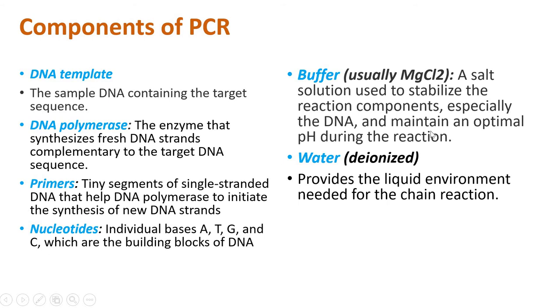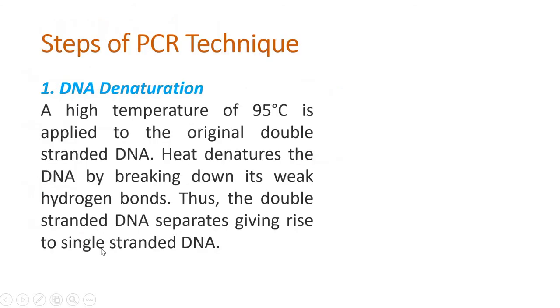The presence of the buffer is very important for maintaining the optimal pH environment during the reaction. The deionized water also provides us with the liquid environment that is needed for the chain reaction. Then the main components are the DNA template, polymerase enzyme, primers and nucleotides. Now the steps of PCR technology. First of all, we should separate the two strands of double-stranded DNA by high temperature, around 95 degrees centigrade.